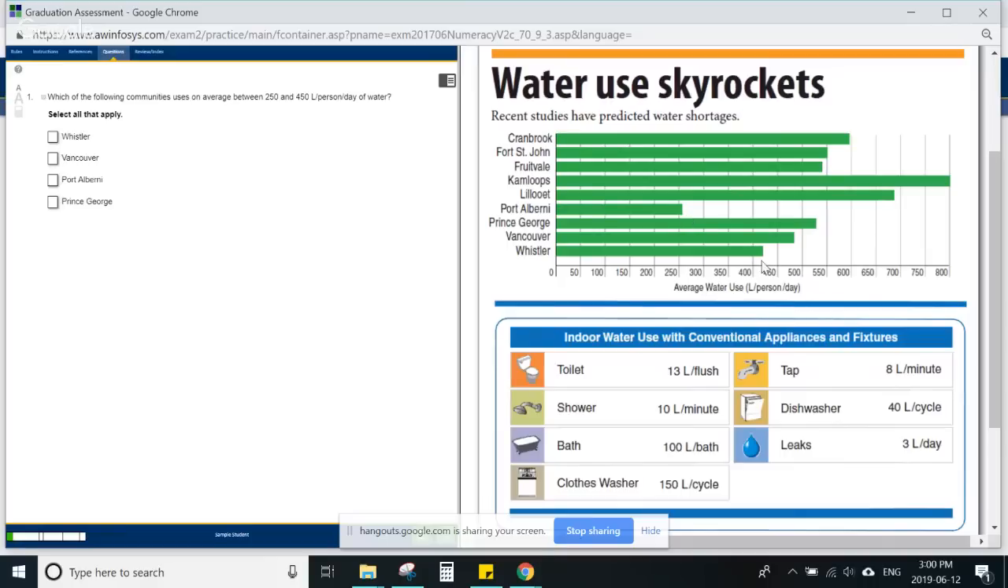We also see that here's 450. Whistler is using under 450, but over 250. So there's 2 cities, Whistler and Port Alberni, that use between 250 and 450 liters per day. In order to get this question correct, you're going to need to put in both correct answers. So keep that in mind. There's more than one correct answer there.